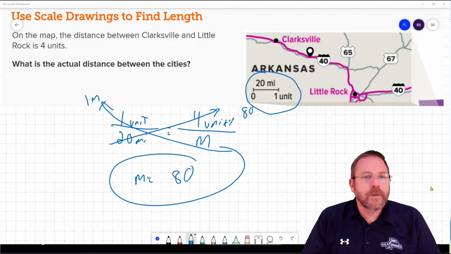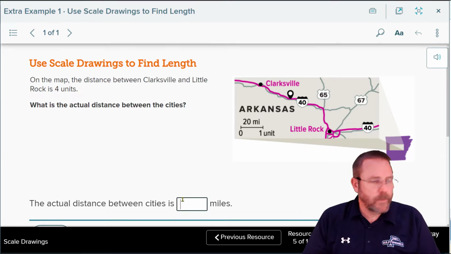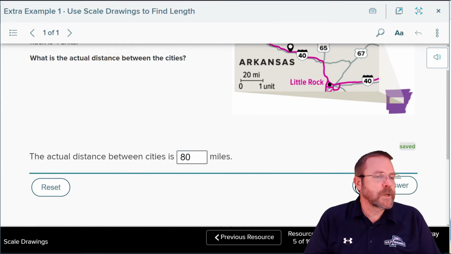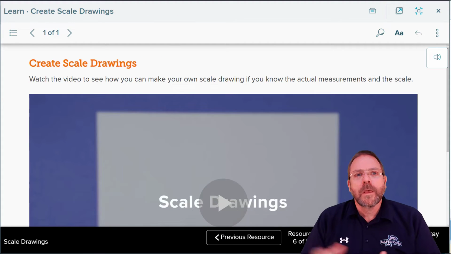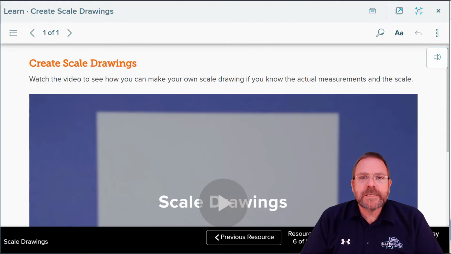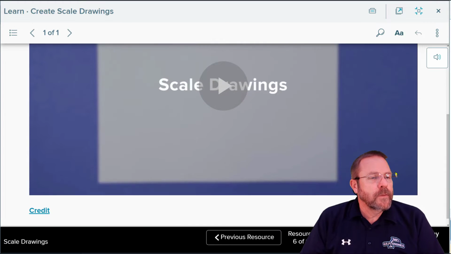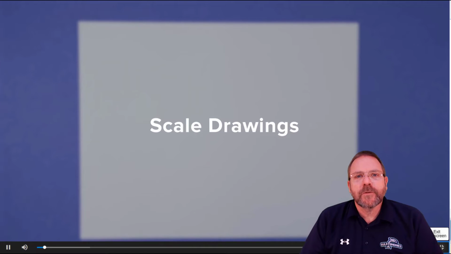Skip back over to our textbook, which is right there. Let's try that again. And type in our 80 and check it, and the answer checks. Easy math. But what if you were asked to create a scale drawing of something? This is what we're going to be doing in this video. Let's see what they have to say.